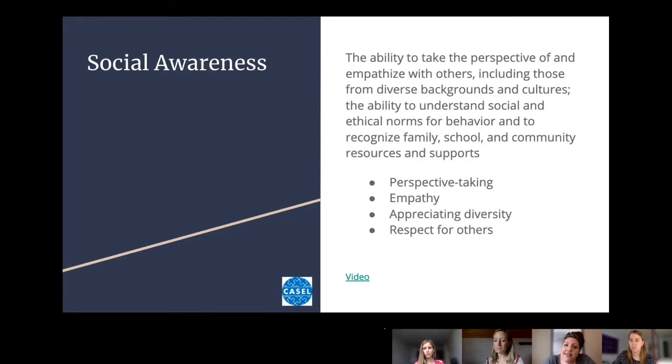Social awareness is the ability to take the perspective of and empathize with others, including those from diverse backgrounds and cultures. The ability to understand social and ethical norms for behavior and to recognize family, school, and community resources and supports. Children can develop social awareness and learn empathy by putting themselves in another's shoes. Tips for parents include helping children to recognize emotions, appreciate diversity, and show respect for others.